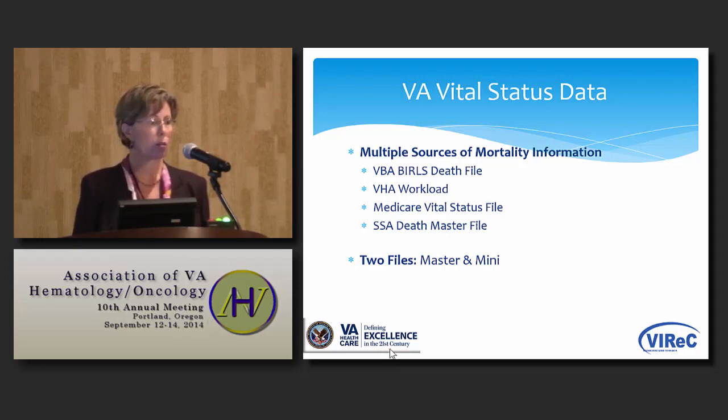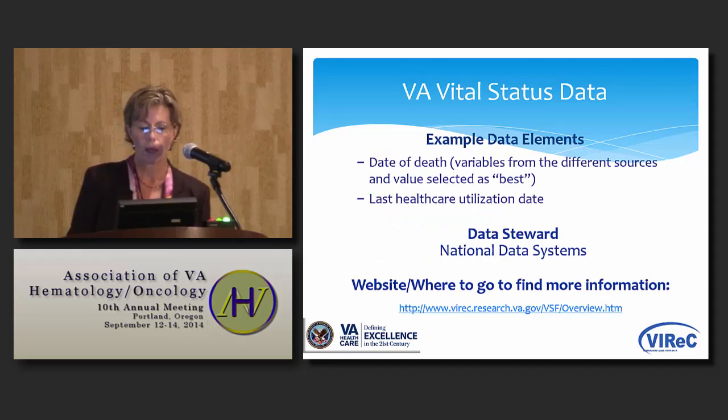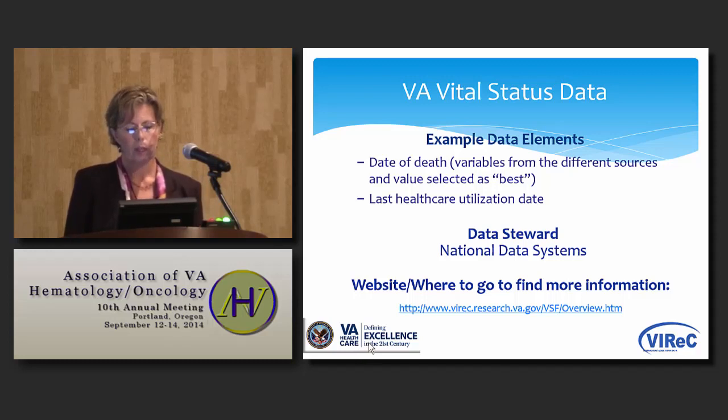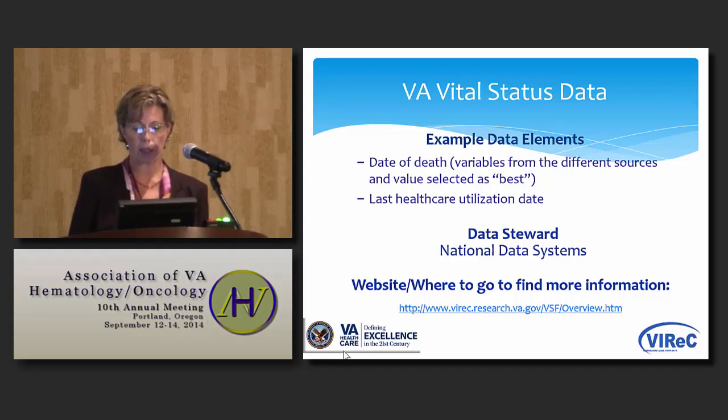Information from Medicare and the Social Security Administration are also included here in terms of indicators of vital status. And there are different types of file structures that make it easier to get at information, and recommendations on best sources of vital status as well. The vital status data set was constructed with both operations and research in mind, and it has information about the different sources tagged as best, and it also includes information about the last healthcare utilization date. It's also managed by national data systems as well.